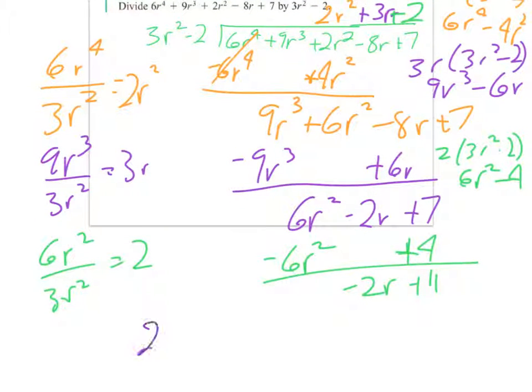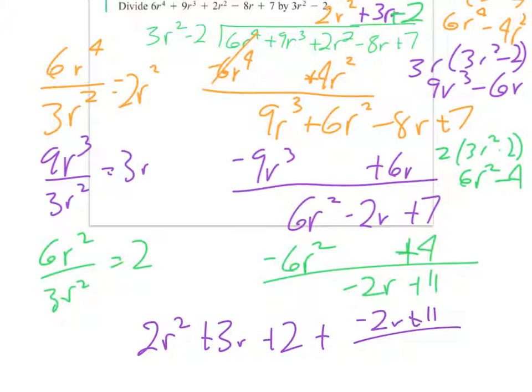So we would have a 2r squared plus 3r plus 2 plus the remainder, negative 2r plus 11 over the divisor, 3r squared minus 2. And that's it for polynomial long division. Hopefully that helped.